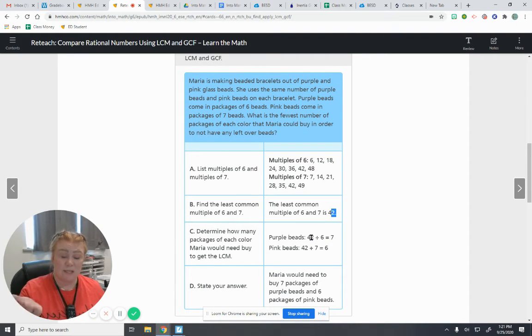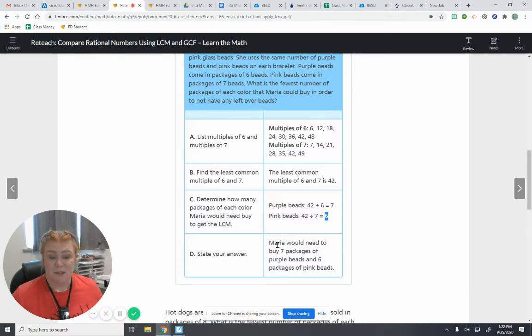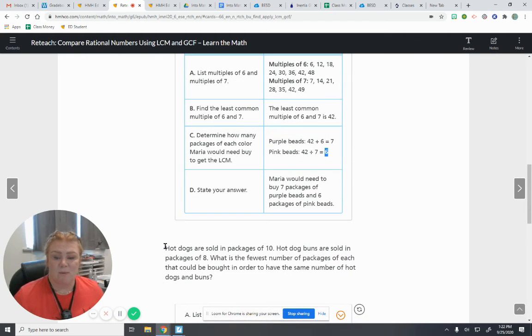Now I take 42, my LCM, and I'm going to divide it by the number of beads in the package. So purple beads, I'll take 42 and divide by 6. So I would need 7 packages of purple beads, and 42 divided by 7 tells me I need 6 packages of pink beads. So Maria needs to buy 7 packages of purple beads, 6 packages of pink beads, and that would give her 42 of both colors of beads, so she could make all of her bracelets and have no leftover beads.